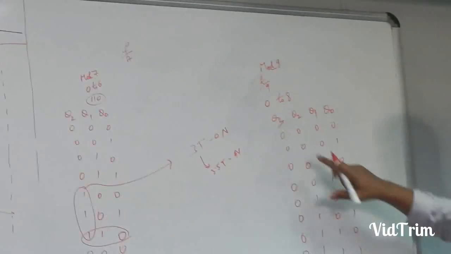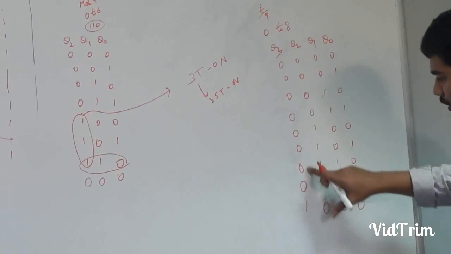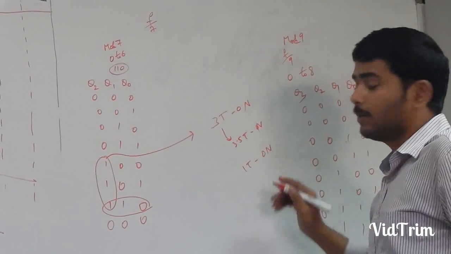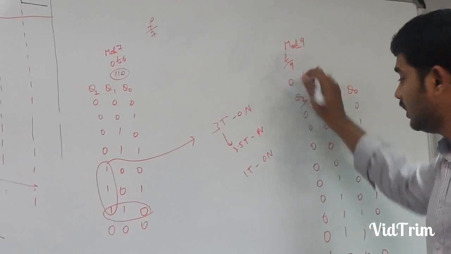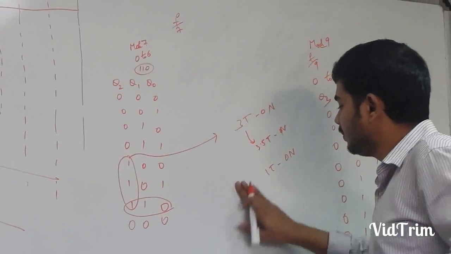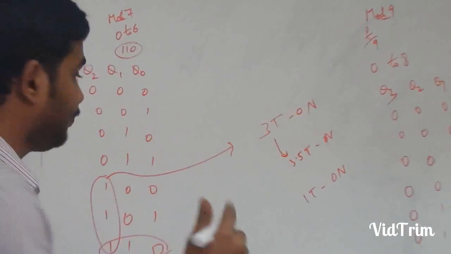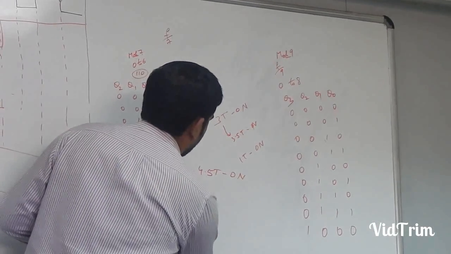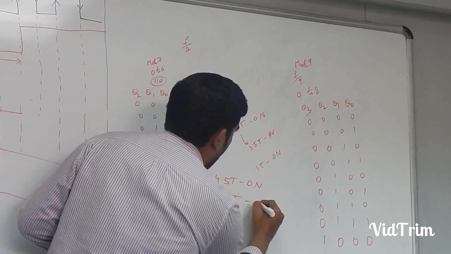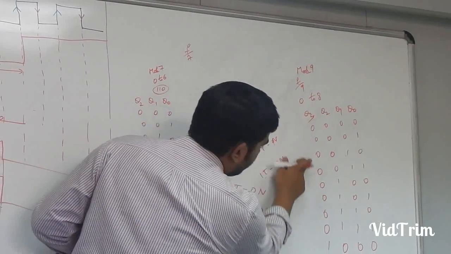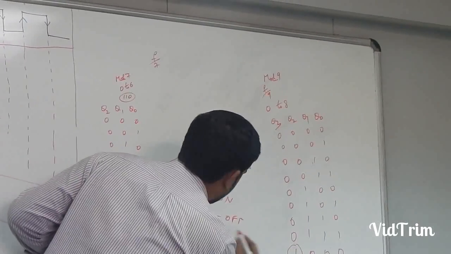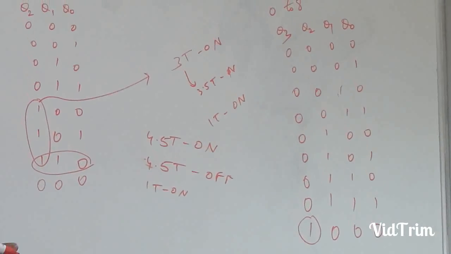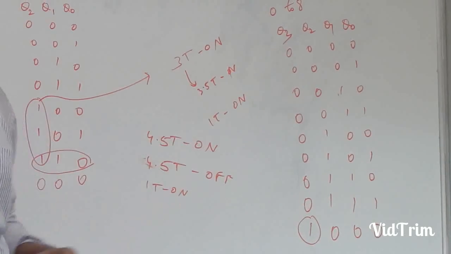Now see, Q3 also is all zeros followed by 1. So I had only 1t on, but my requirement is f by 9, which is 4.5t on and 4.5t off. But if I take Q3, I had only 1 in this. I had only 1t on and the remaining is all off. I can make this also 4.5t on.